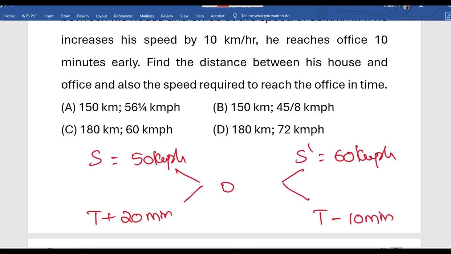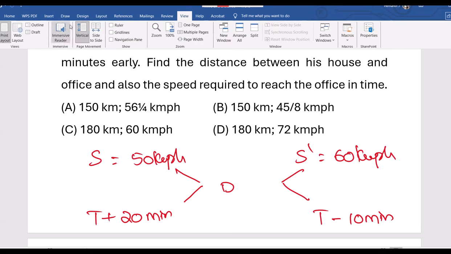Distance is the same. If you go at a speed of 50, you will reach the office 20 minutes late. If you go at 60 speed, 10 minutes early to the office. T minus 10. This T indicates the correct time to reach the office. Now, I'll give the shortcut formula later. But first, when the formula does not come to your mind, what do we have to do in the exam? What is the right approach? That's important. Formulas are always secondary. First we should understand the concept, and from that we develop the formula.